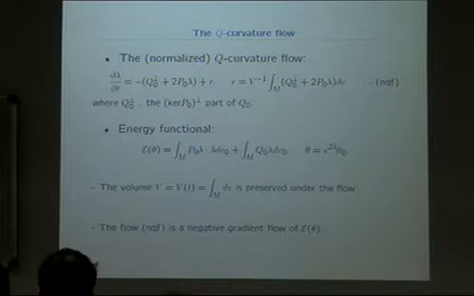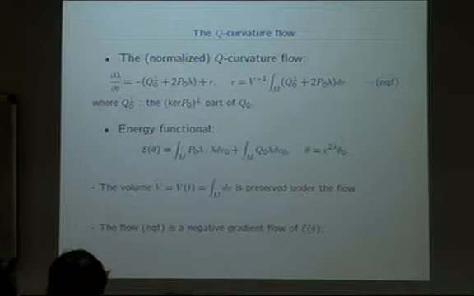And if we consider an energy functional like this, and a flow like this, then it is easily shown that this Q-curvature flow is a negative gradient flow of this energy. This means the first variation of the energy functional E is always negative under this flow.